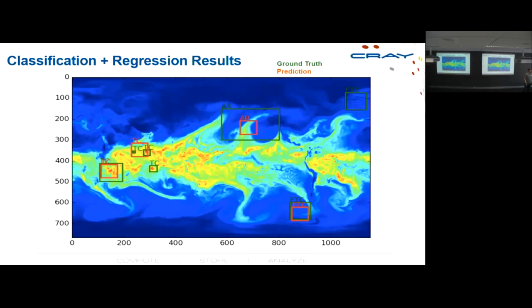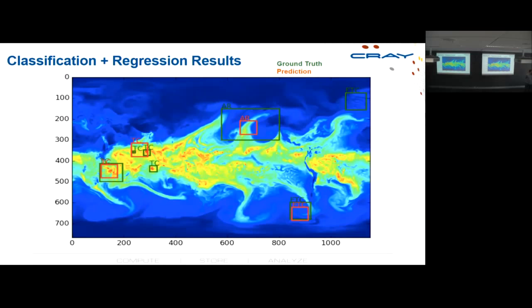So you can see that the green boxes are the truth. This is what human experts looking at this say, these are interesting weather events that we should be studying. And the red boxes are what the model predicted. So it missed this one and that one. It drew one box around two that are next to each other, which is a fairly standard thing to have happen. But in the other cases, it was fairly accurate.